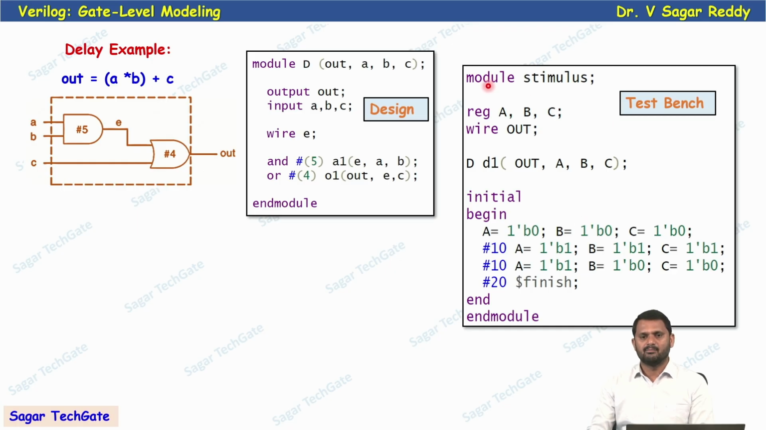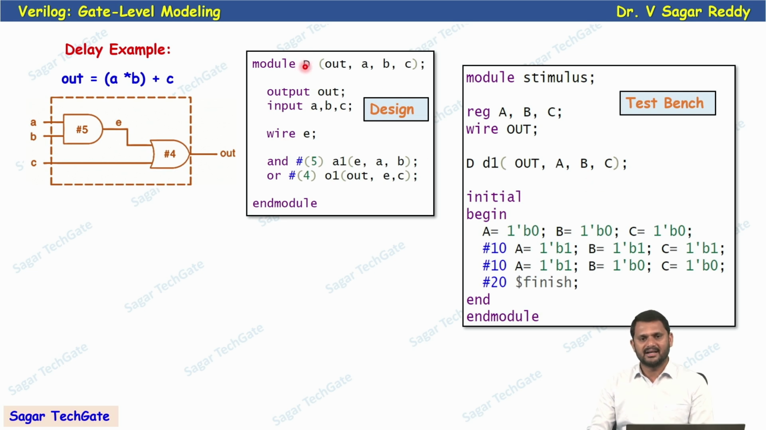So first, the module name. Remember, as of now, inputs are declared as reg type and outputs are declared as wire types. Okay, reg a, b, c and a wire output. Now I want to test this module, so I should instantiate it in my test bench.